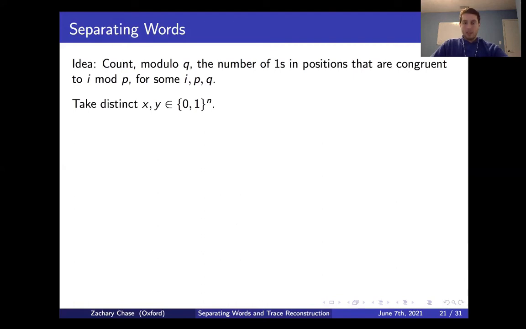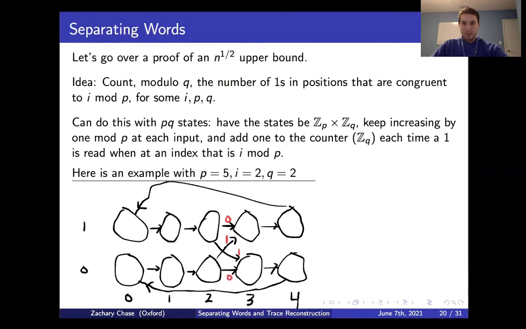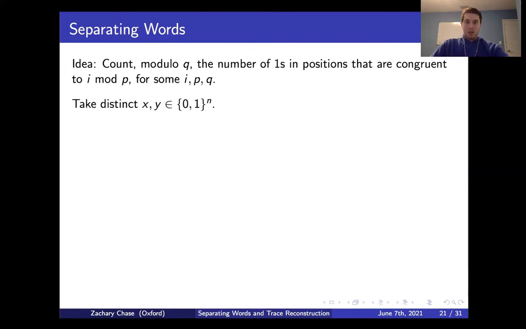So take distinct x and y in {0,1}^n. Oh, I guess for this, I didn't say what the starting state is: 0, 0, let's say, and we'll specify the accept state soon. Okay, so take the distinct x and y, and let's just introduce some notation.